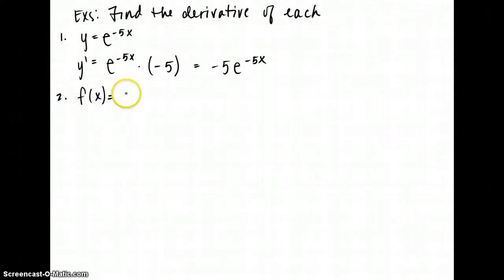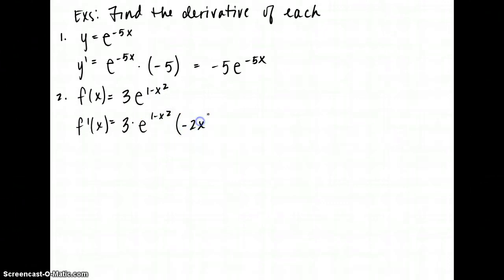F of x equals 3e raised to the 1 minus x squared power. So the derivative, 3 is just a coefficient that stays with the derivative. Derivative of e is itself times the derivative of the exponent. So using the power rule, the derivative of 1 minus x squared is negative 2x. So negative 6x e to the 1 minus x squared. We generally write the exponential function last when we do the multiplying, put all the terms together.